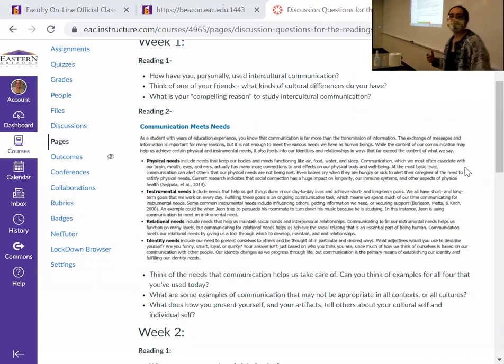But physical needs, so we have to let other people know if our physical needs aren't being met. So if we're saying, hey, I'm hungry, or if we're going over to the cafe and ordering food.